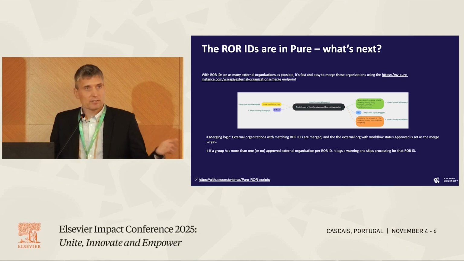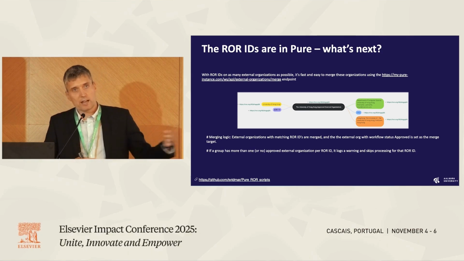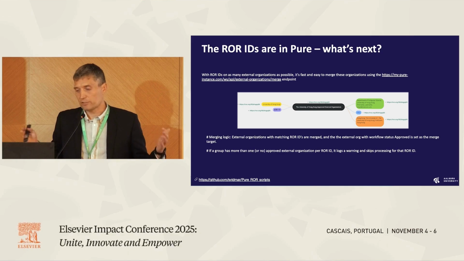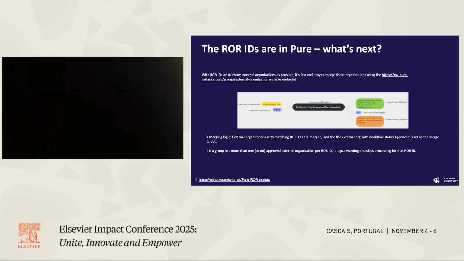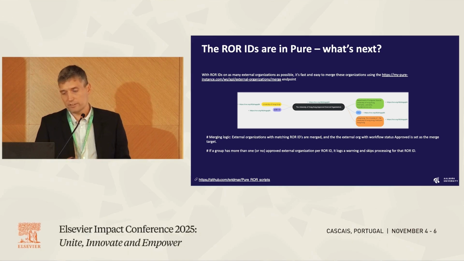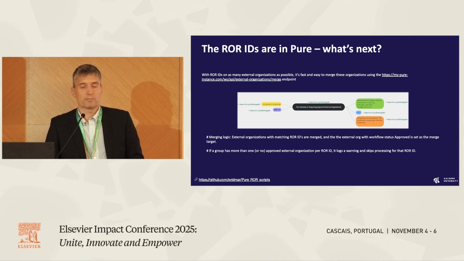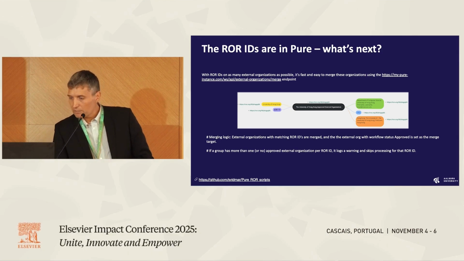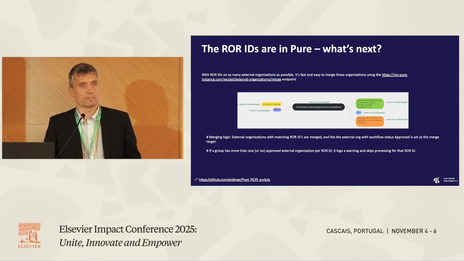Okay, so with these ROR IDs in Pure, what can we do next? The idea is that we have the ID on as many external organizations as possible. That will allow us to use this ID to merge the external organizations. And Pure has an endpoint for that. In this case, we have, I think, 6 different variants of the University of Hong Kong, and we can then merge these together because the ROR ID tells us that this is the same organization that we need to consolidate.